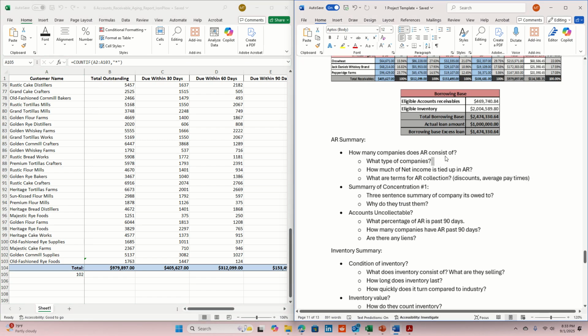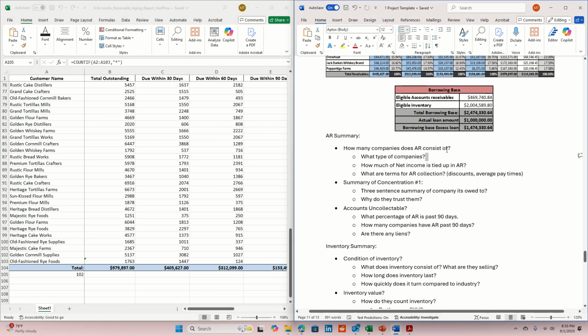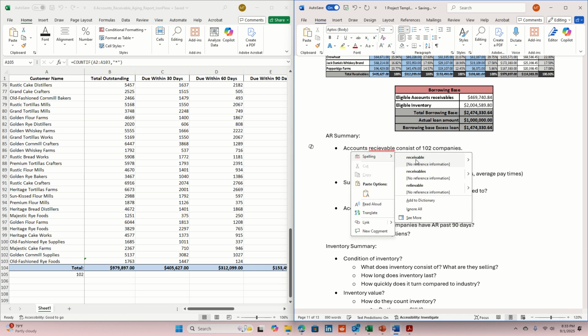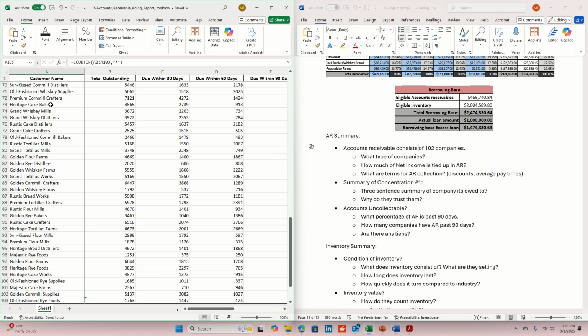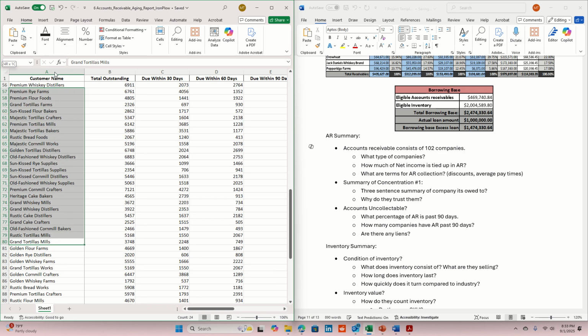So, how many companies does AR consist of? Okay. Accounts receivable consists of 102 companies. Period. What type of companies? Well, let's check.